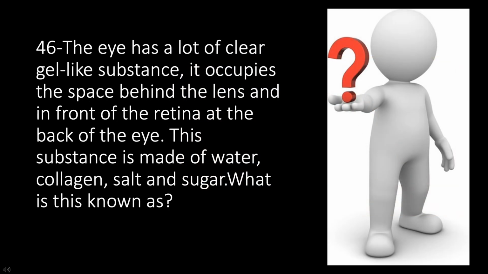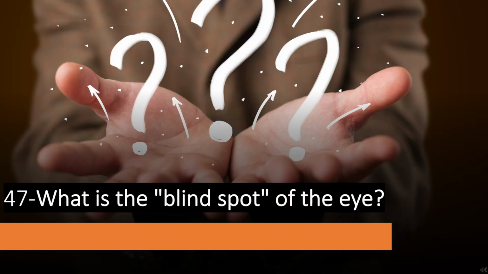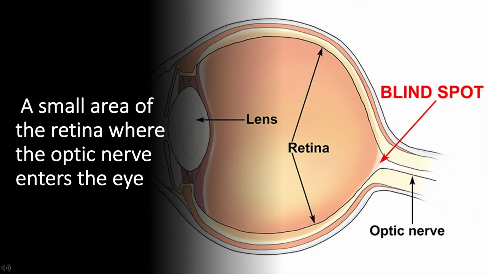46. The eye has a lot of clear gel-like substance. It occupies the space behind the lens and in front of the retina at the back of the eye. This substance is made of water, collagen, salt and sugar. What is this known as? Vitreous humor. 47. What is the blind spot of the eye? A small area of the retina where the optic nerve enters the eye.